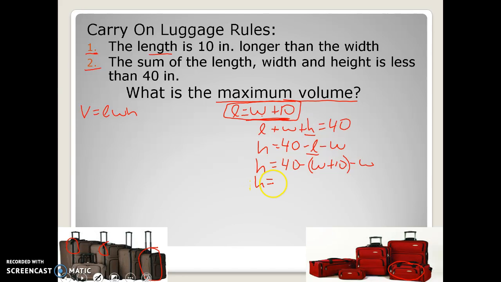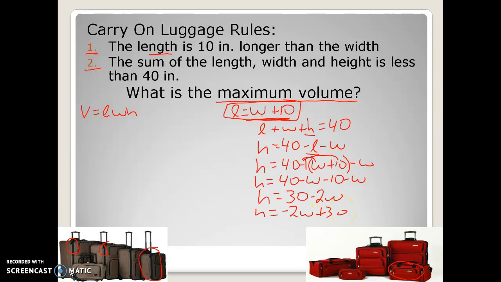I have h equals 40. I'm going to distribute the negative 1 here. That's minus w. Negative 1 times 10 is negative 10, minus w. And then I can simplify my like terms. 40 minus 10 is 30. And a negative w and a negative w is a negative 2w. And just for convenience's sake, I'm going to write it as negative 2w plus 30.